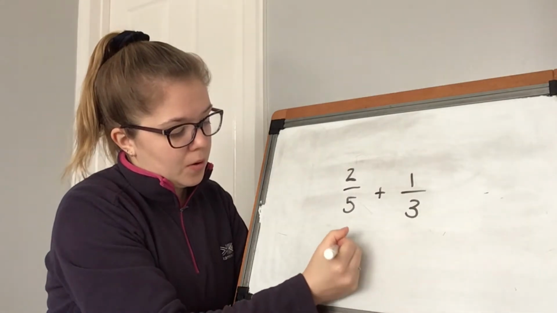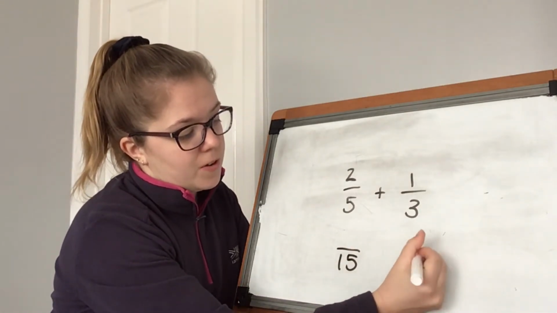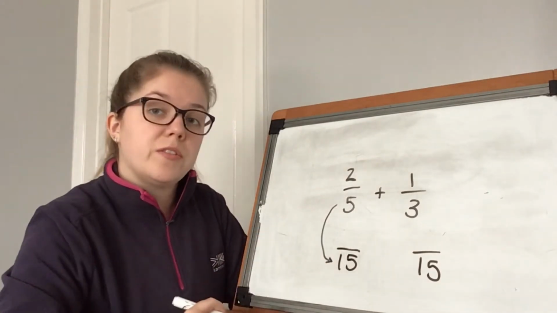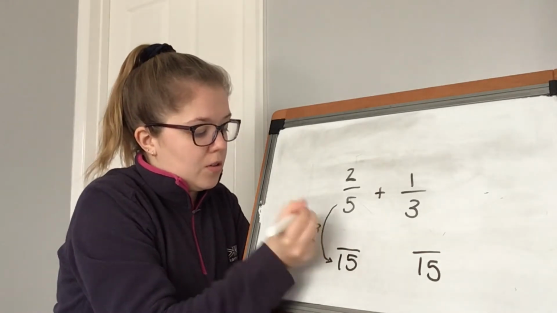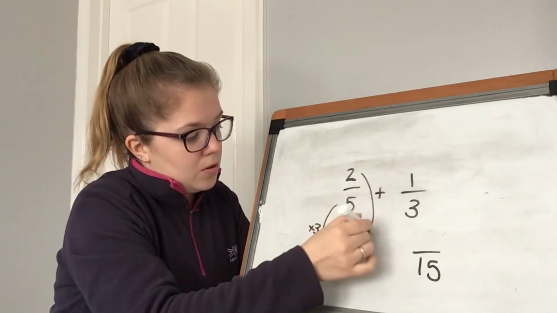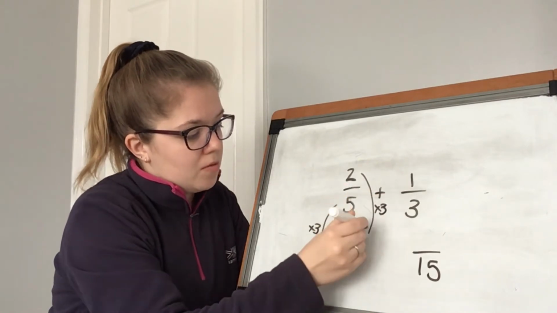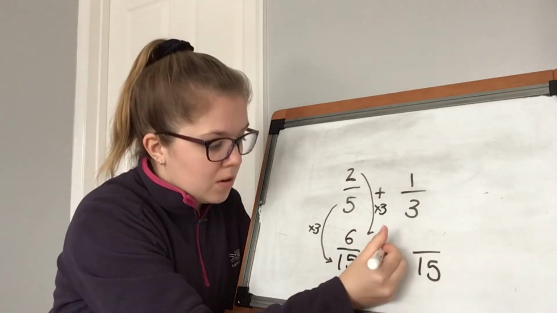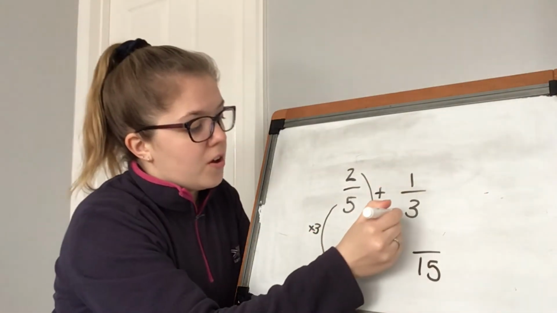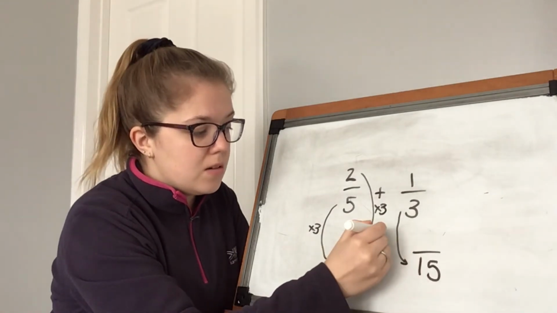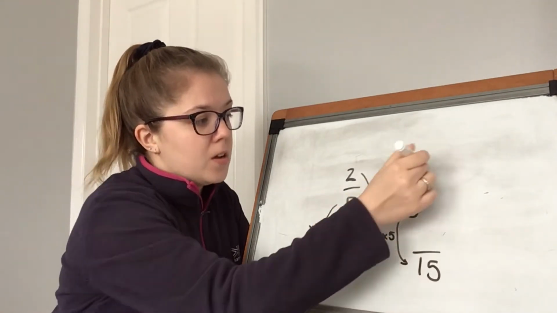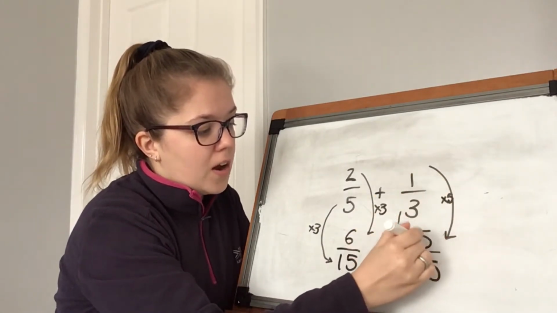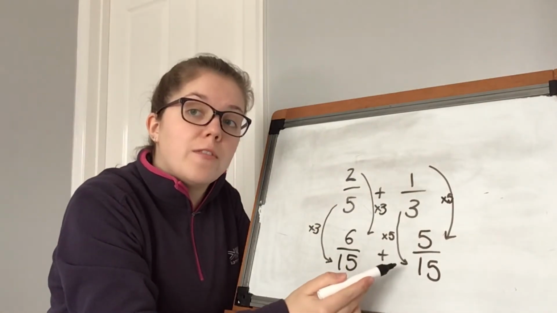So we need to put both of these fractions into 15ths before we can do anything with them. So 5 times what is 15? And that is 3. Therefore we need to do 2 times 3, which is 6. So 2/5 is equivalent to 6/15. And then for my third, 3 times what is 15? And we know that is 5. And then 1 times 5 is going to give us 5. So 1/3 is equivalent to 5/15.